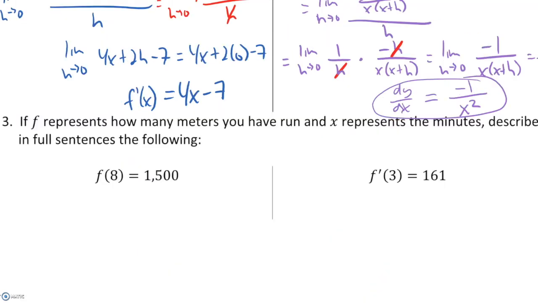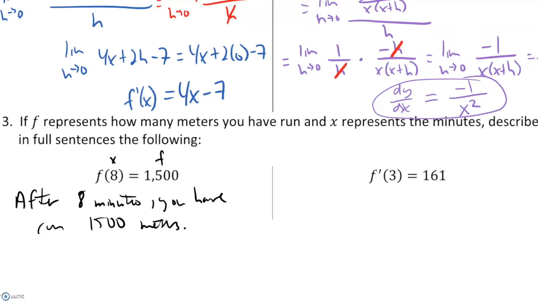Now this example at the bottom of the page is giving you another chance to break down exactly what the derivative is describing. So reading this problem, if f represents how many meters you have run and x represents the minutes, describe in full sentences the following. F of 8 equals 1,500. Well, knowing our function notation, we know that 8 is a value for x, and this 1,500 is a value for f. So what this would mean for us is that after 8 minutes, you have run 1,500 meters.